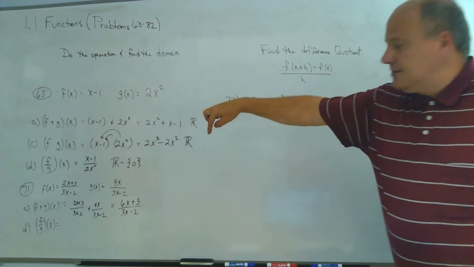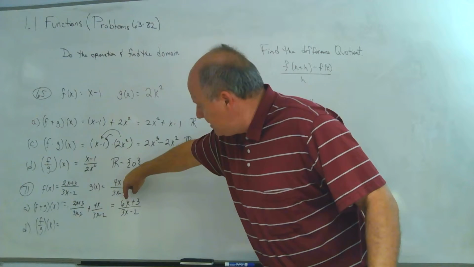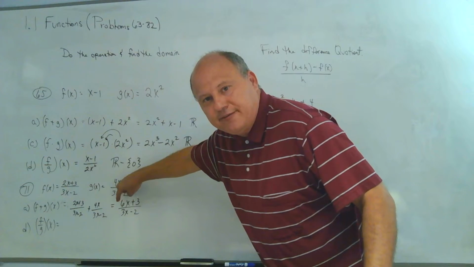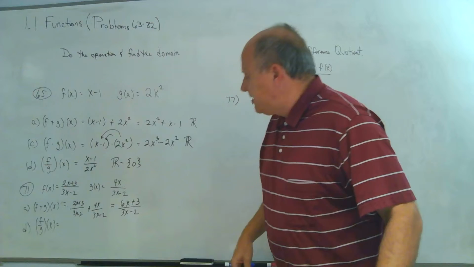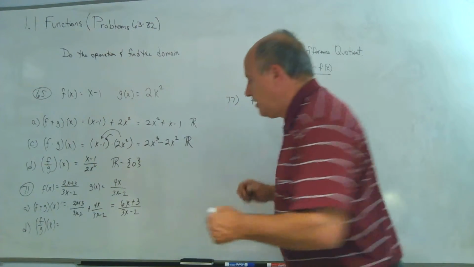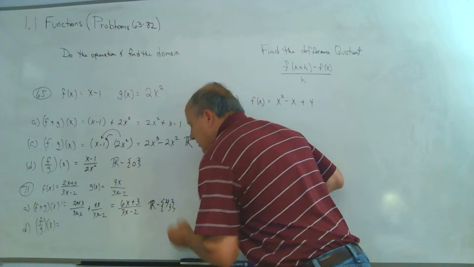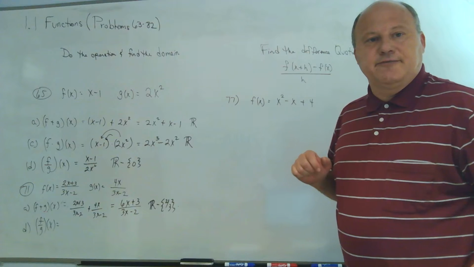So if you notice, there's a 6x on the front and 3x on the bottom. That doesn't mean you get to cancel these out. They're not factors. So (6x + 3)/(3x - 2) is our final answer, but the domain cannot include 2/3. It's all real numbers except for 2/3.